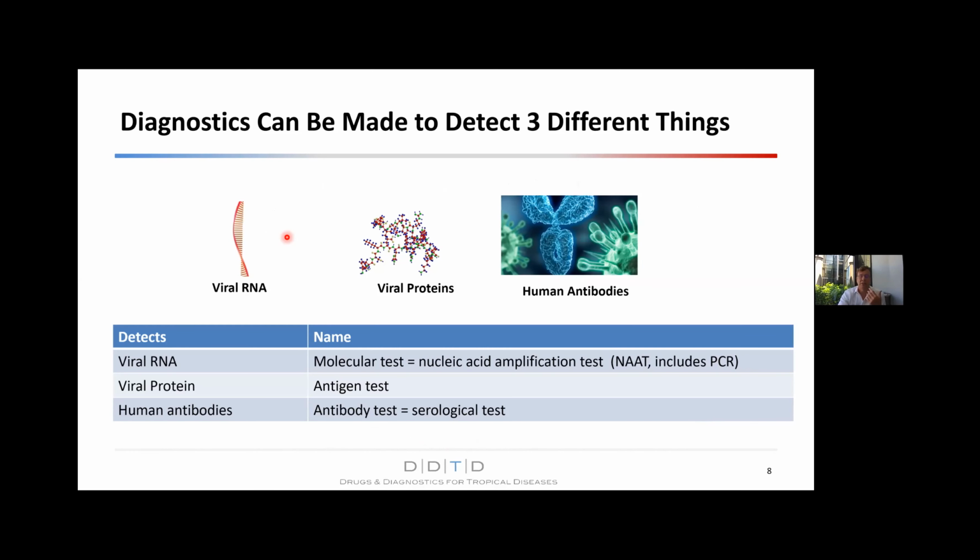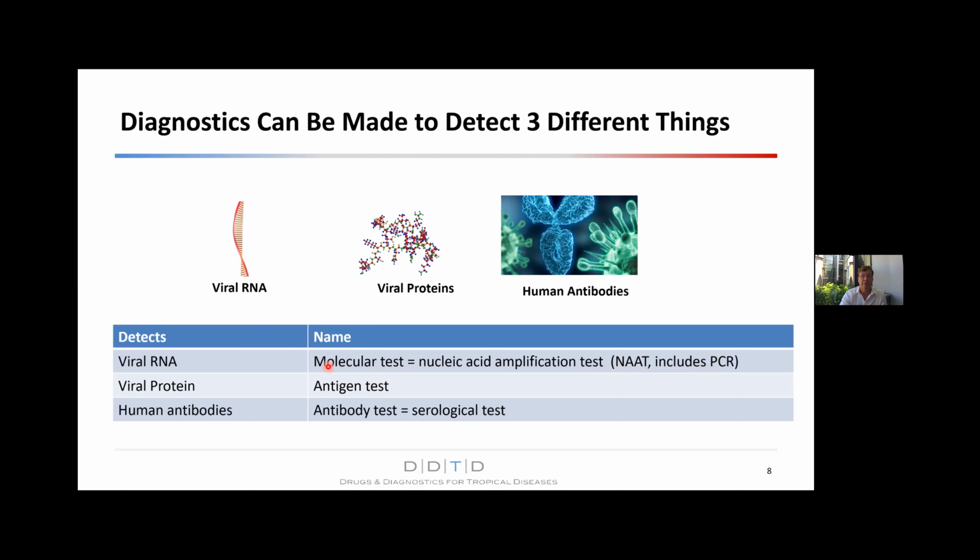So from a diagnostic development standpoint, this has the following implication. Diagnostics can be made to detect 3 different things. You can detect the viral RNA, you can detect the viral proteins, or you can detect the human antibodies generated against those viral proteins. If you're detecting viral RNA, it's called a molecular test, or also called a nucleic acid amplification test, an AAT. And PCR is perhaps the most popular type of molecular test.